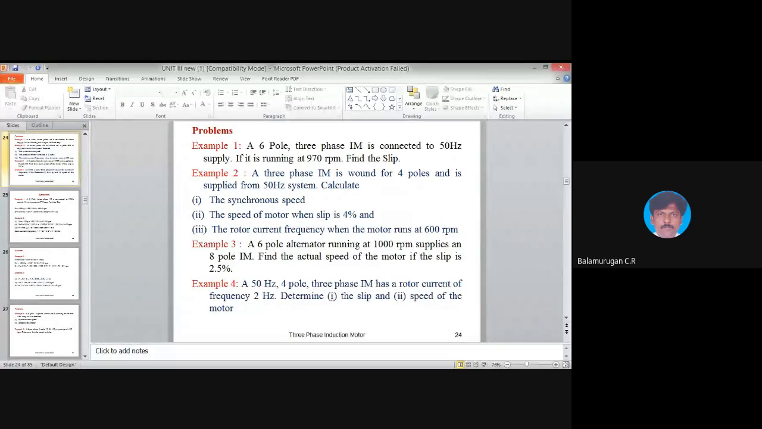So this is the first step. Frequency is 50 hertz. Okay, Ruben, thank you. Next, you are supposed to calculate the actual speed of the motor, N.